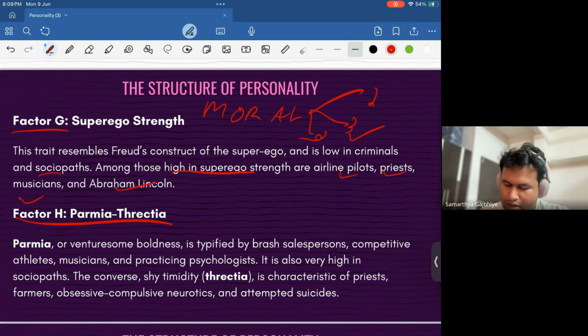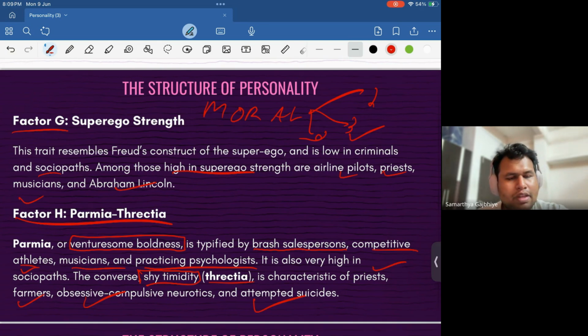Okay. Factor H. Parmia threctia. Parmia, or venturesome boldness. Wow, what a word. Typified by a brash salesperson, competitive athletes, musicians, and practicing psychologists. High in sociopaths. The converse, which is shy timidity, which is threctia, is characteristic of priests, farmers, OCD neurotics, and attempted suicides. Okay. Now tell me, are you more parmia or more threctia? Quickly. Are you more venturesome bold or are you more shy timid?